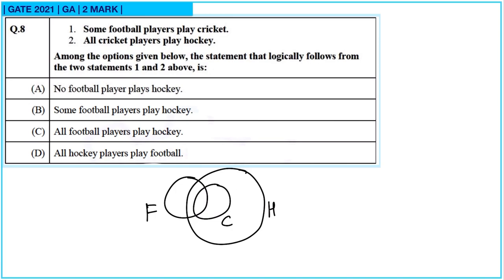player plays hockey. So here football and hockey, they overlap. So this is not correct. Then some football players play hockey. This is correct. All football players play hockey. No. All hockey players play football. No. So only option B is correct. You just have to draw a Venn diagram to understand this kind of questions.